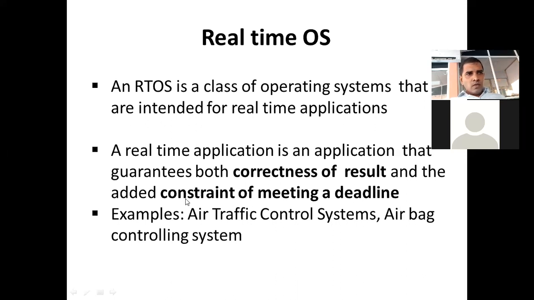At the same time, look here, a constraint of meeting a deadline. What does it mean? It means it must be very quick. You cannot have even a short delay. It is always very fast. I have mentioned some examples here. Look here, air traffic controlling system. Air traffic should be controlled because you have so many flights flying here and there all the time. So there is always a need for good coordination or a good controlling system.